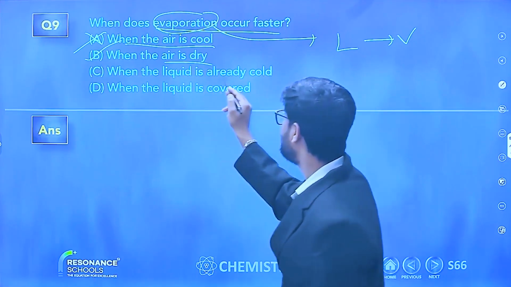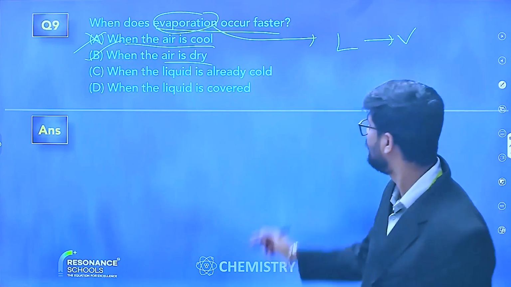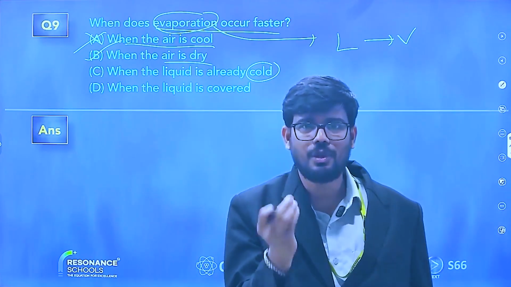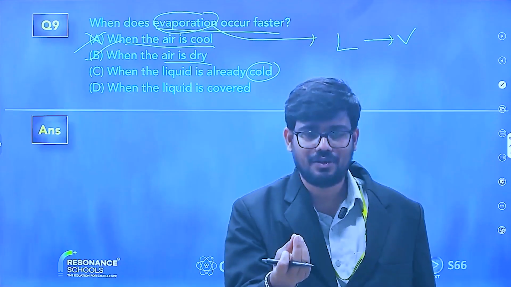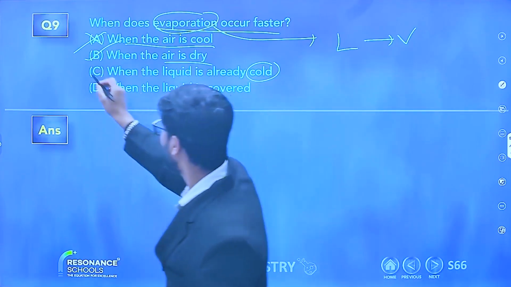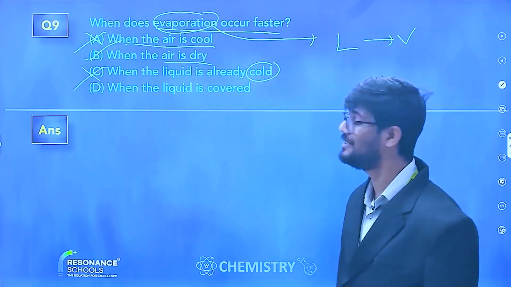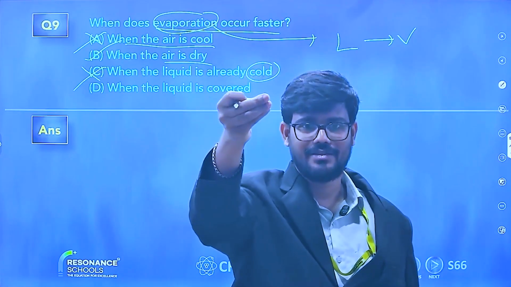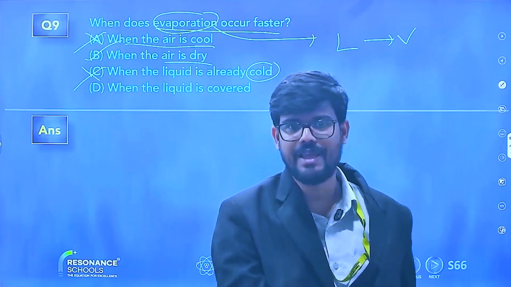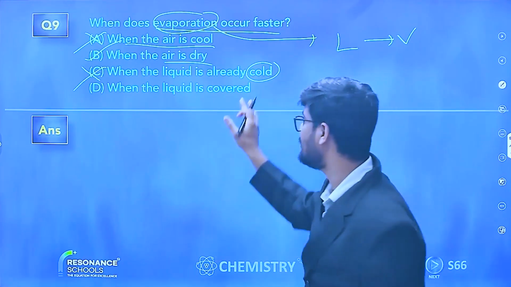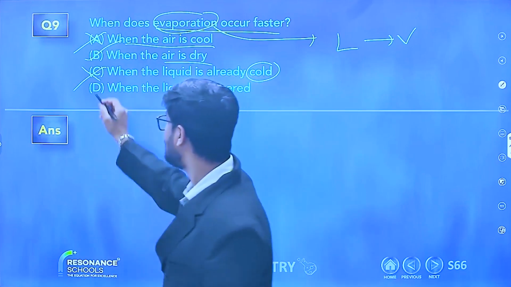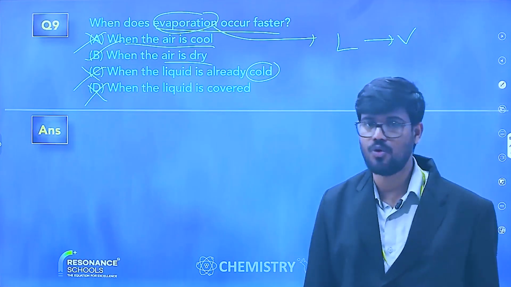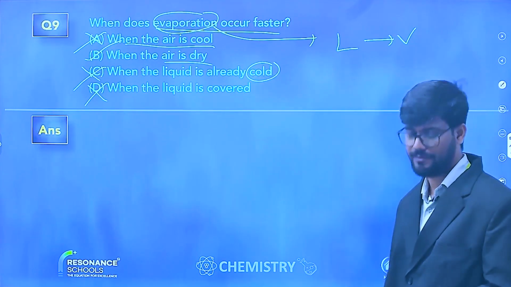Next, when the liquid is already cold. No. That will not be the answer, because evaporation always needs a little high temperature. So cold is not the correct answer. When the liquid is covered, liquid cannot convert into vapor, right? There is no space, so it cannot be converted to vapor. But evaporation means liquid to vapor, so that is also not correct. So if air is dry or temperature is more, then evaporation becomes faster, correct?